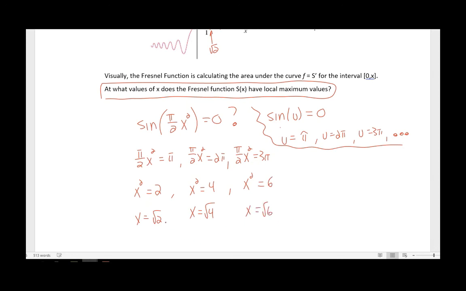You can see a little pattern here. Root 2, root 4, root 6. I'm going to have root 8 and root 10 and so on and so forth.